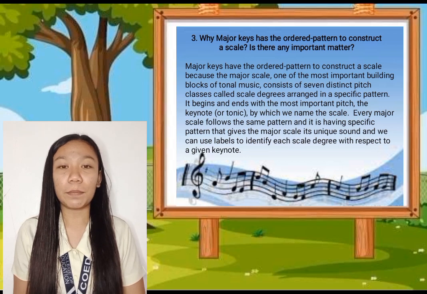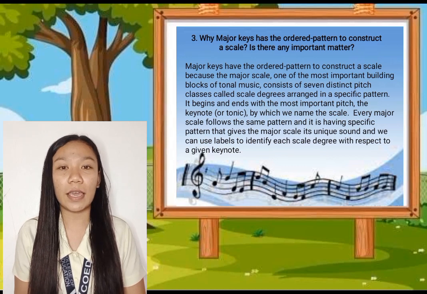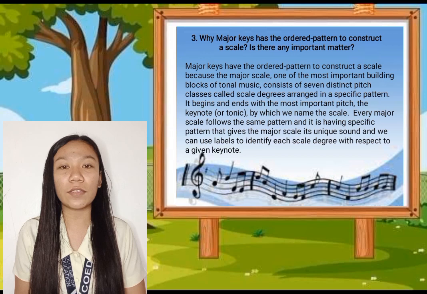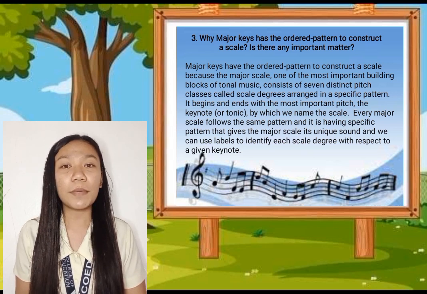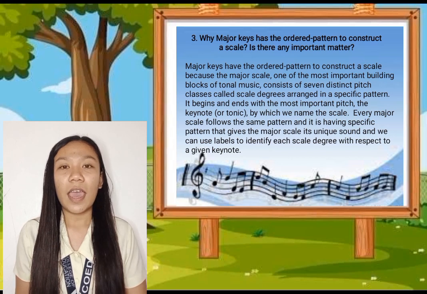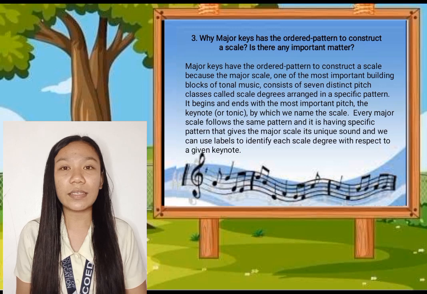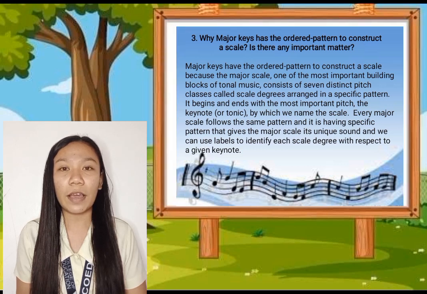Number 3 is, why do major keys have the order pattern to construct a scale? Is there any important matter? Major keys have the order pattern to construct a scale because the major scale, one of the most important building blocks of tonal music, consists of 7 distinct pitch classes called scale degrees arranged in a specific pattern. It begins and ends with the most important pitch, the key note or tonic by which we name the scale. Every major scale follows the same pattern, and it's having a specific pattern that gives the major scale its unique sound, and we can use labels to identify each scale degree with respect to a given key note.